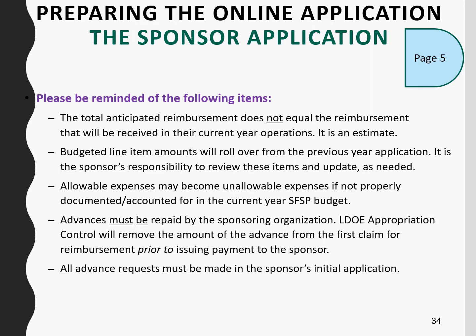Please be reminded that the total anticipated reimbursement does not equal the reimbursement that will be received in the current year operations. This is an estimate. Budgeted line item amounts will roll over from the previous year application. It's the sponsor's responsibility to review these items and update as needed. Allowable expenses may become unallowable expenses if not properly documented or accounted for in the current year SFSP budget.